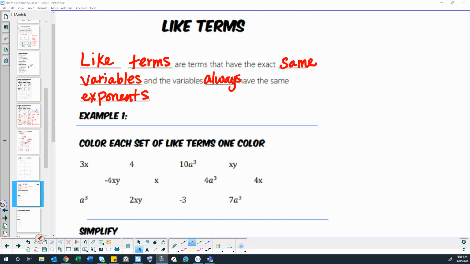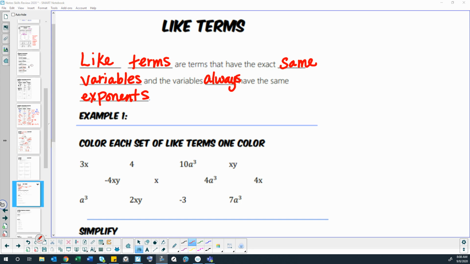Our page on like terms. So filling in the blanks here, like terms are terms that have the exact same variables, and the variables always have the same exponents. So the exponents are the little teeny numbers next to the variables that tell us how many times to multiply that number or that variable together if we knew what the number was, right?